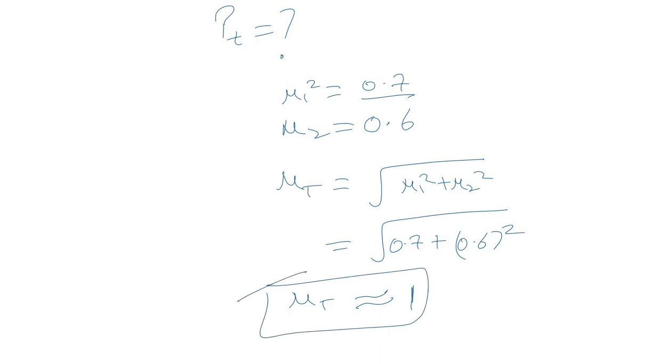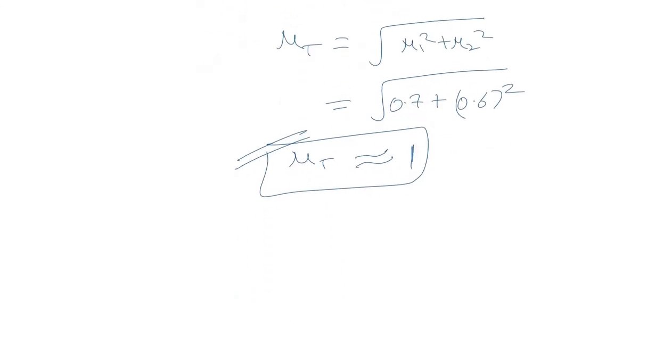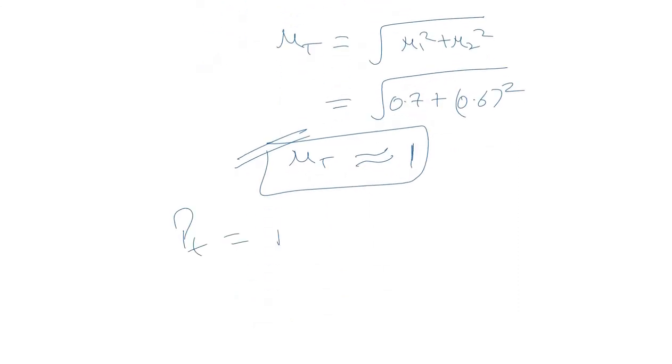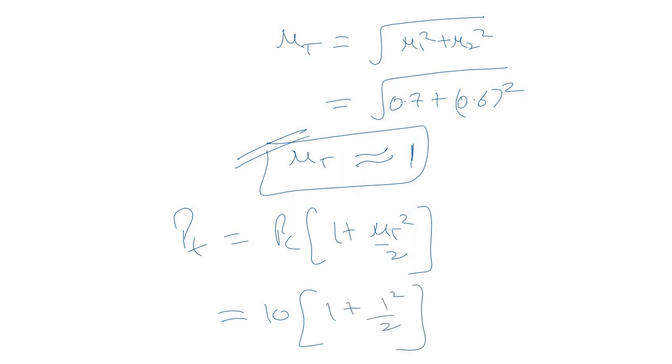Yes, so this is the modulation index, but we need to find out PT, right? So PT, the transmitted power, will be PC into 1 plus mu-t square by 2. PC we know is 10 kilowatts, into 1 plus 1 square by 2, and this is equal to 15 kilowatts. This is your final answer.